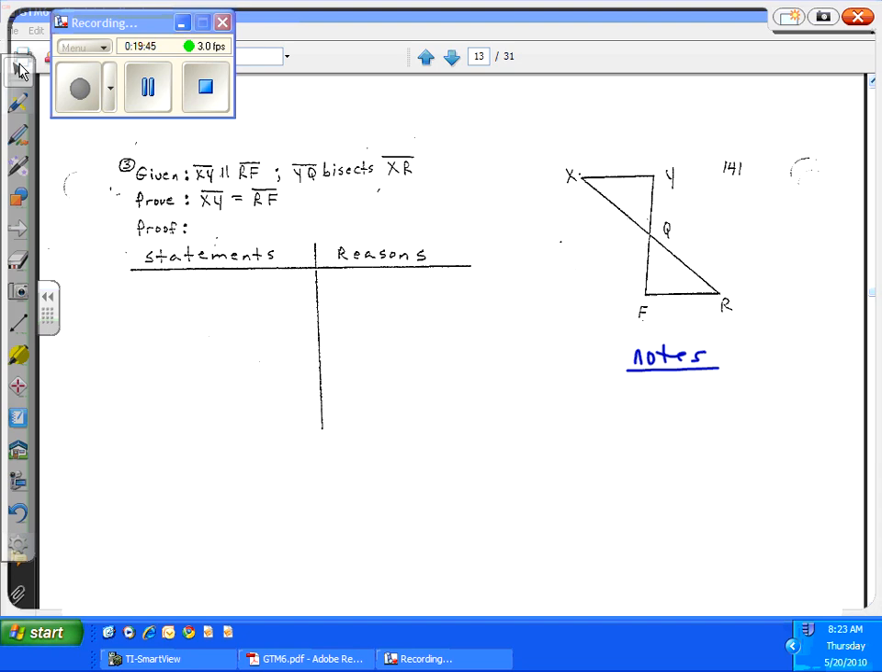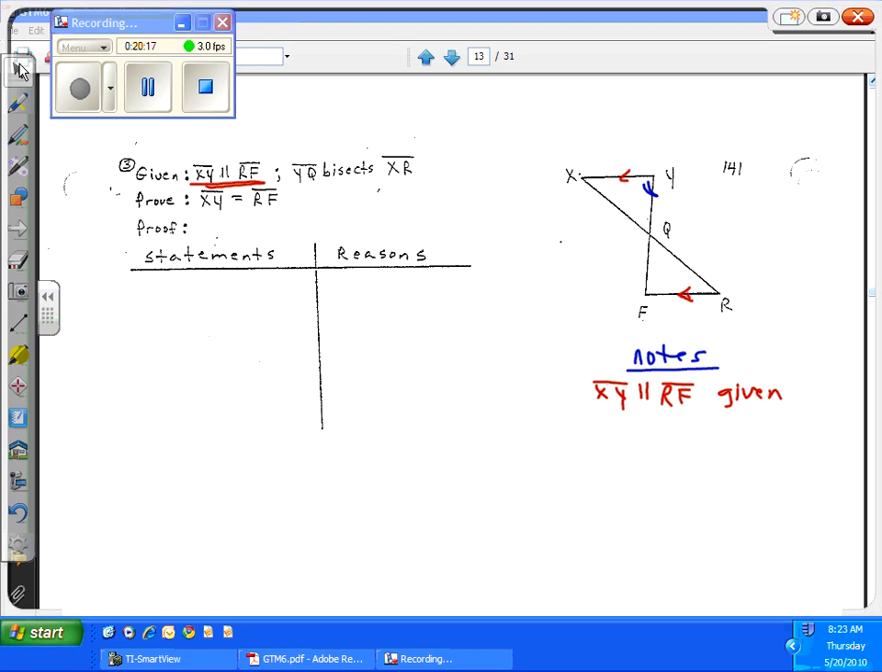Okay, so we're going to start by taking what we're given, marking it in the diagram, and writing statements and reasons derived from the markings in the notes section. It says XY is parallel to FR. We show parallel arrows. So we're going to write what we marked, XY is parallel to RF, reason given. And then we think, well, what can we get out of that?